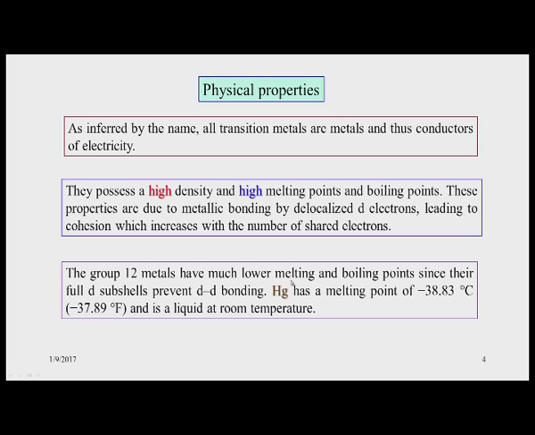The melting point is less, the boiling point is also less, because they have full d subshells and do not participate much in delocalization and sharing of d electrons, and they do not have very good d-d bonding to increase the metallic bonding. So the conduction band forms, but the d-d bonding does not participate much, and as a result mercury has a very low melting point of minus 38.83 degrees centigrade, or minus 37.89 degrees Fahrenheit, and is a liquid at room temperature.